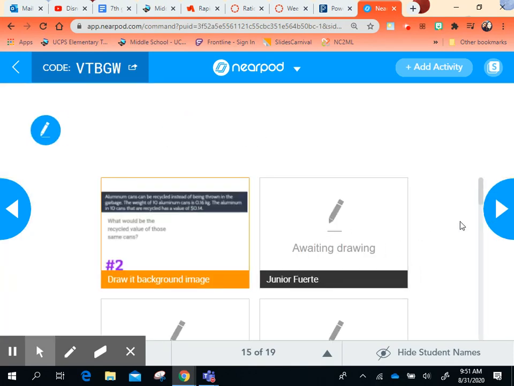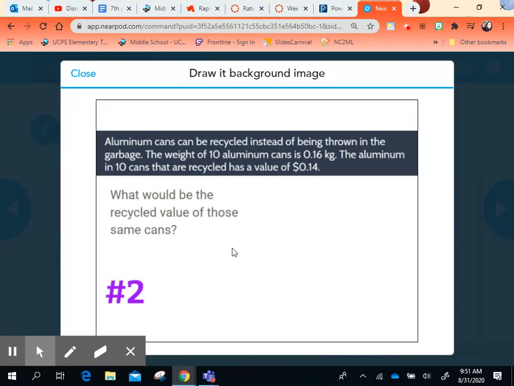Okay, practice activity. It's your turn. So it says aluminum cans can be recycled instead of being thrown in the garbage can. The weight of 10 aluminum cans is 0.16. The aluminum in 10 cans that are recyclable has a value of 0.14. So this table is going to be a little bit different, and I'm going to help you set it up. For this one, and you're not going to see this a lot, this one has 3 columns.